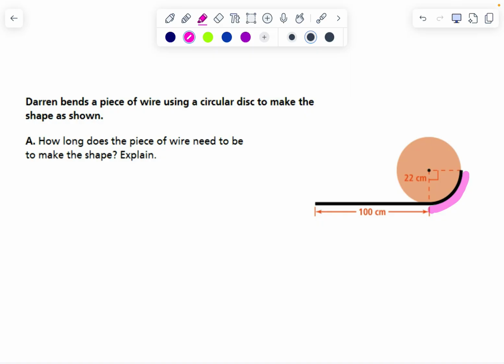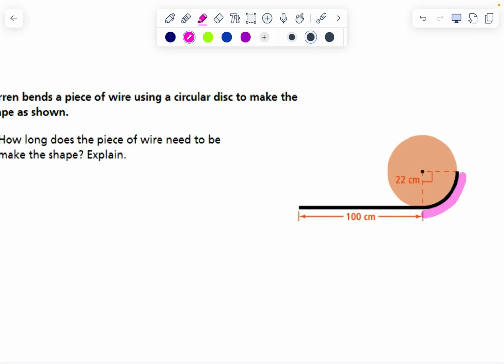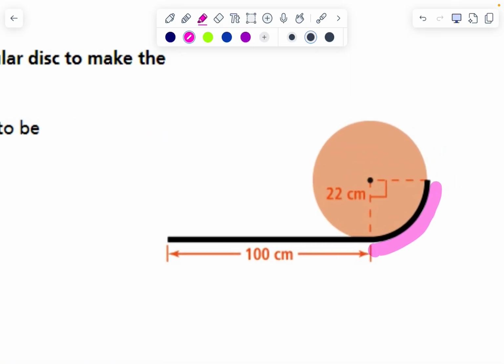Say that again. Good. And then what? No, the wire is the black thing. So find the circumference. Why dividing by 4? Because that's a fourth of the circumference, because it's a right angle.